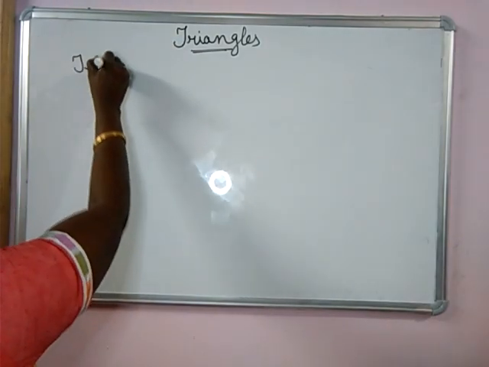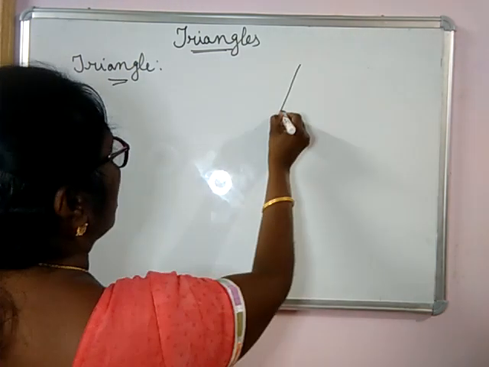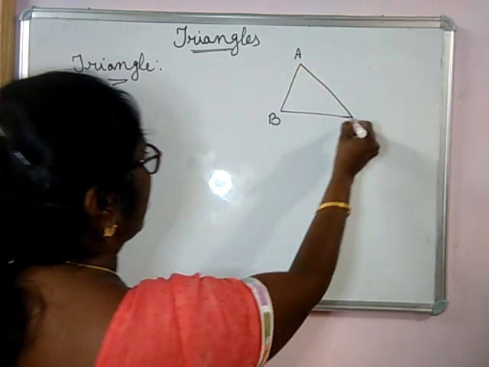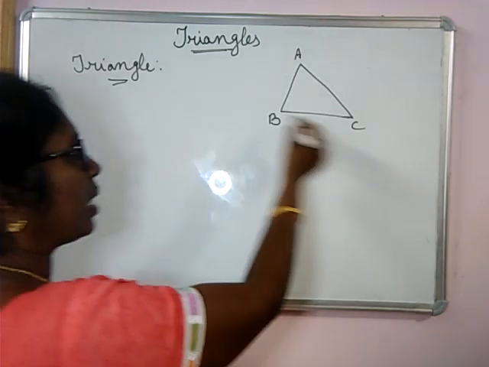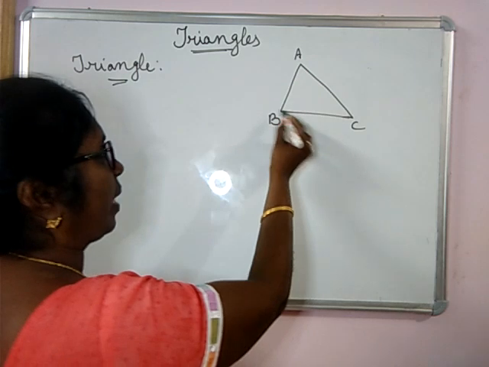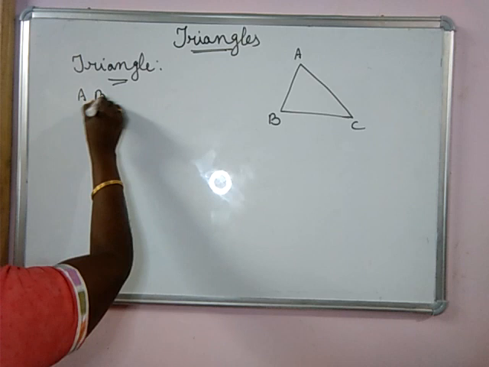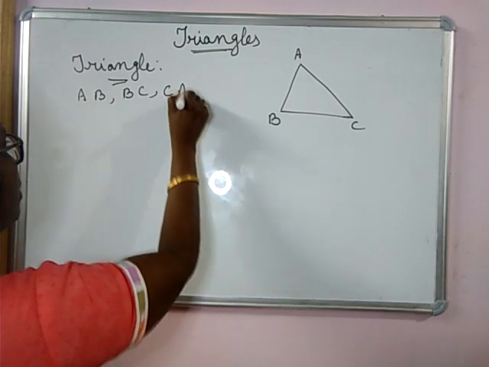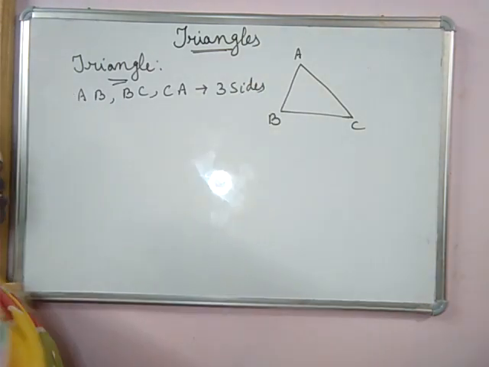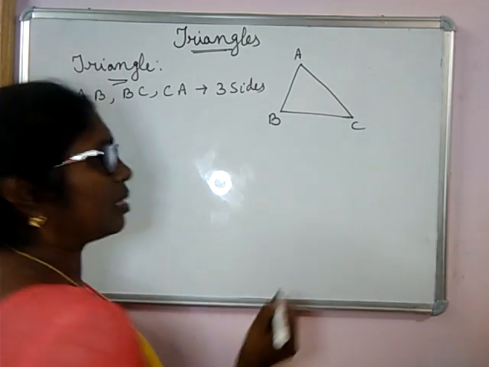What is a triangle? A triangle is a closed figure having three sides. ABC is said to be a triangle. And this ABC is made up of three line segments AB, BC and AC. So in a triangle, there are three sides, okay, and also there are three vertices of a triangle.